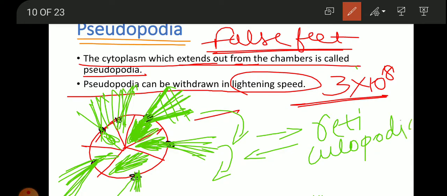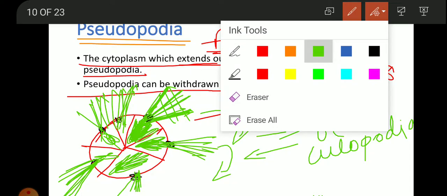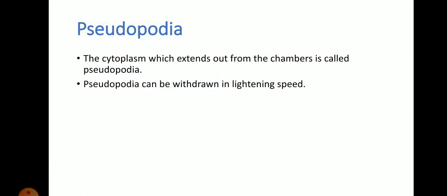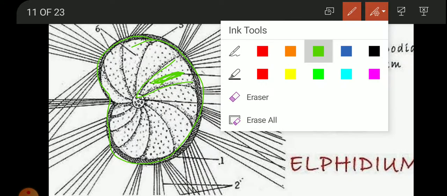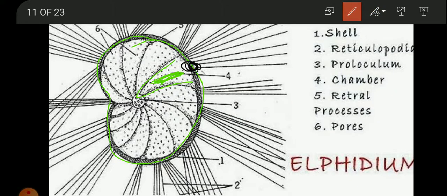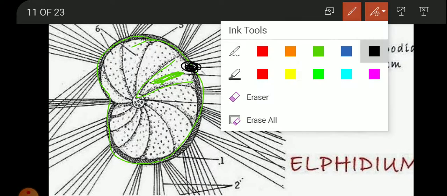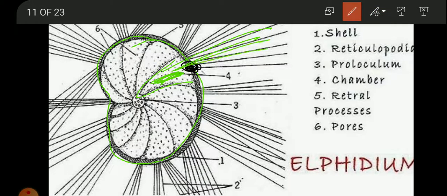Reticulopodia. Okay, I'll be erasing all. So here we can see this again. This is the shell. These are the chambers. And this is the cytoplasm. And here is a pore. From this pore, the cytoplasm is coming out. Okay, the cytoplasm is coming outside in the form of a net.